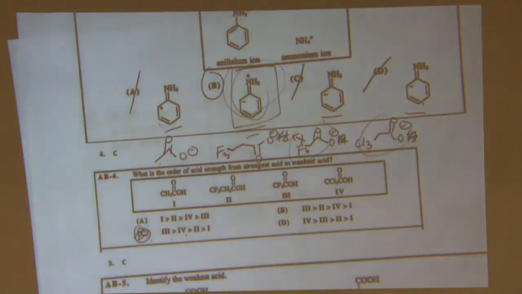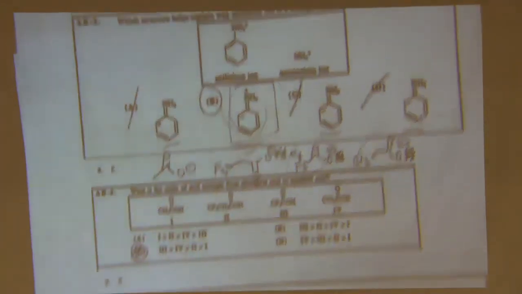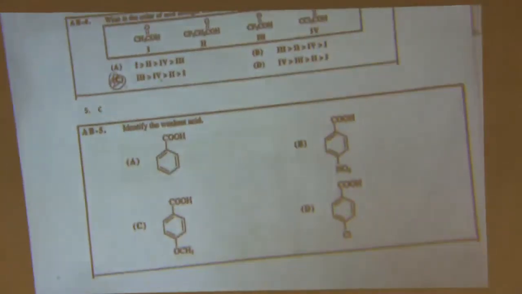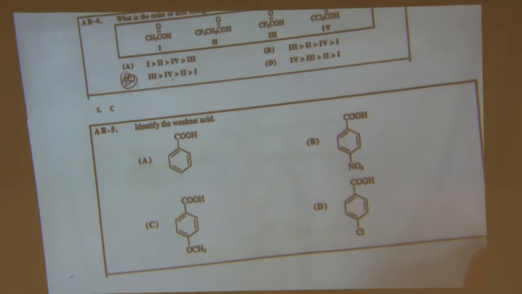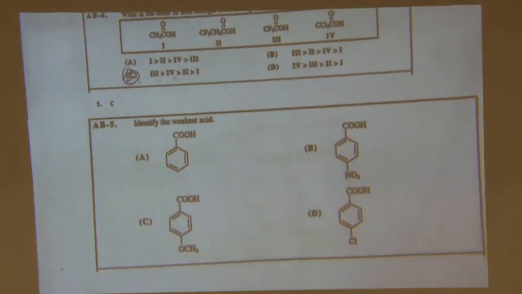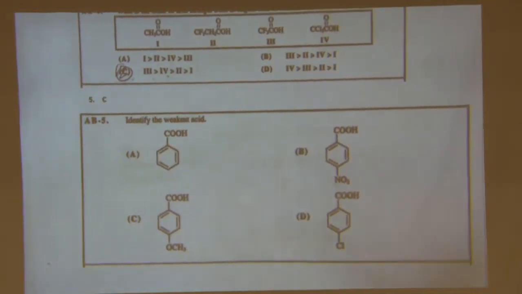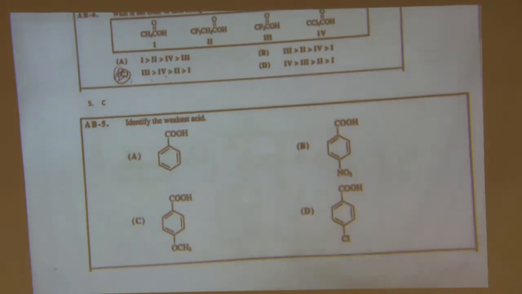Any questions on that one? Okay. All right, so identify the weakest acid. So the last question was kind of orgo 1 based. This is more orgo 2 based, right? Why is this orgo 2 based? What is it asking about?